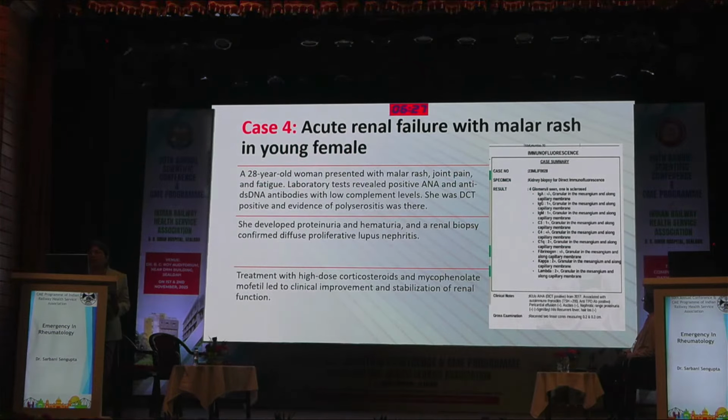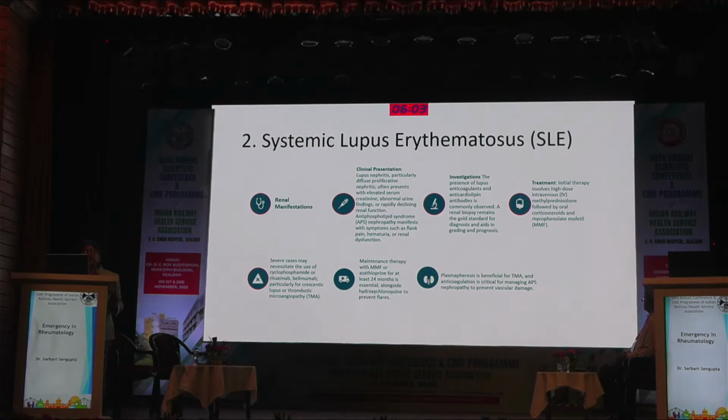Another dreadful rheumatological disease is systemic lupus erythematosus. It is an autoimmune and multisystem disease, affecting almost all the vital organs of the body. So a young woman who presents with all the features of lupus may suddenly develop proteinuria or hematuria, and the renal biopsy confirms a diffuse proliferative lupus nephritis. This is a real emergency for a young person, necessitating renal replacement therapy.